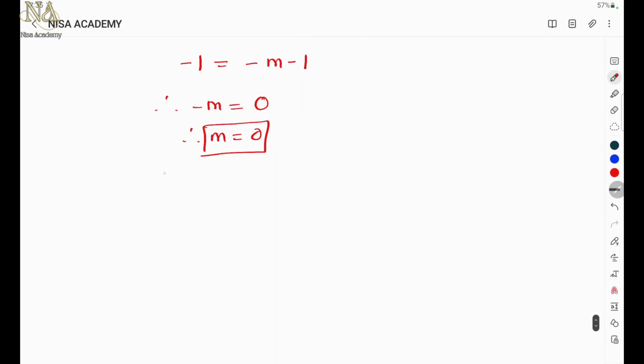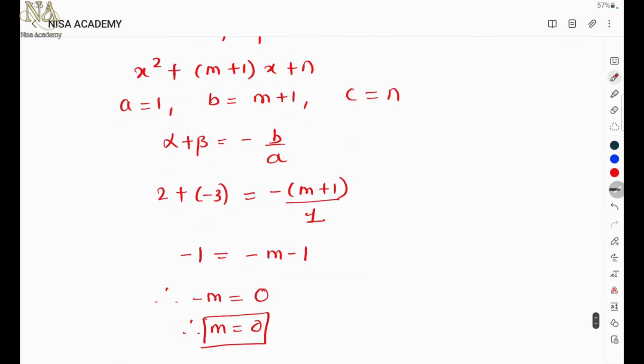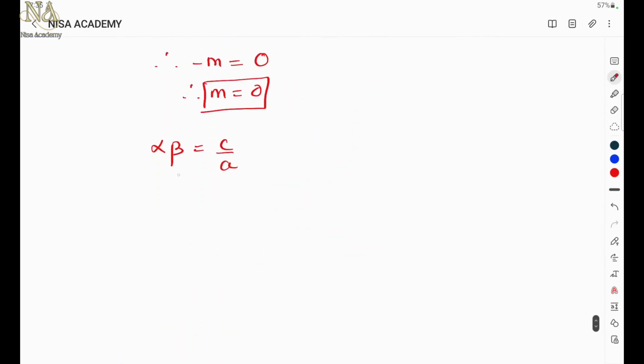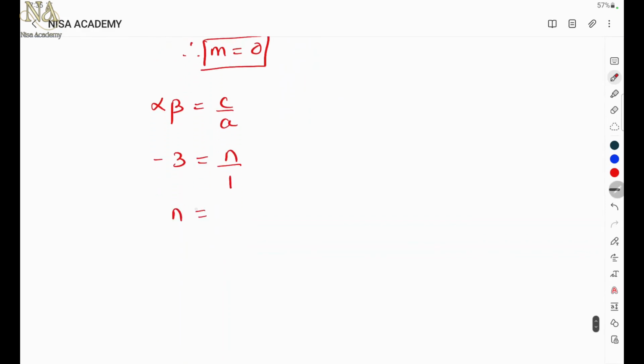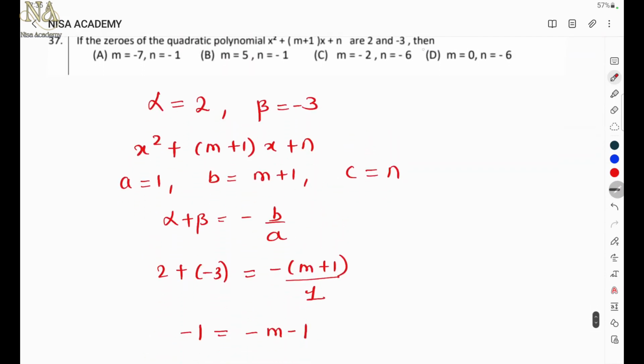Okay. So m is 0. Now let's find n. So alpha into beta is c upon a. So c is n upon 1, and alpha into beta is 2 into -3. So n is equal to -6. So m is 0, n equal to -6. Yes, option D. Right? So that is the correct answer.